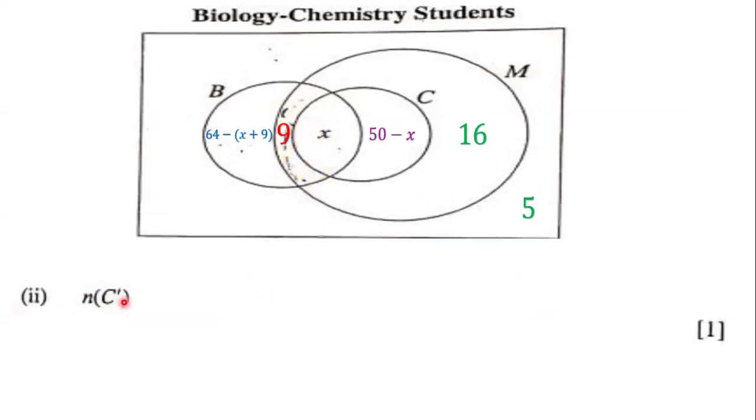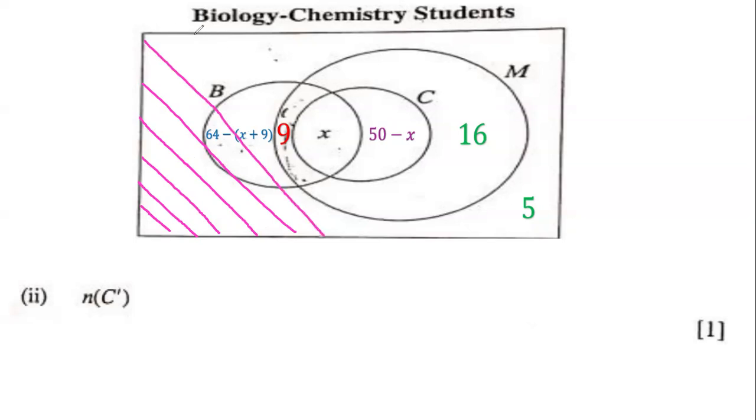Next, we need to figure out the number of elements in C complement. When we have C complement, what does that mean? What that basically means is that we take all of the elements in the universal set, except for the elements in C. So we do not include the elements in C.